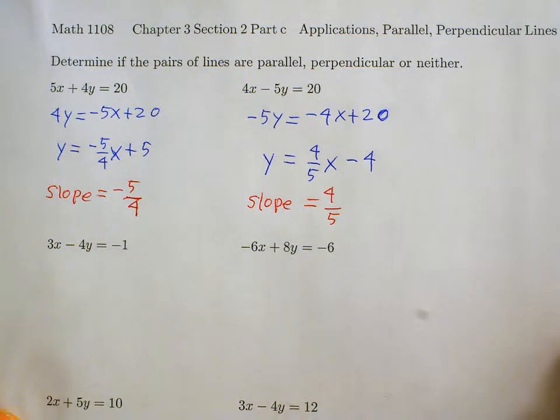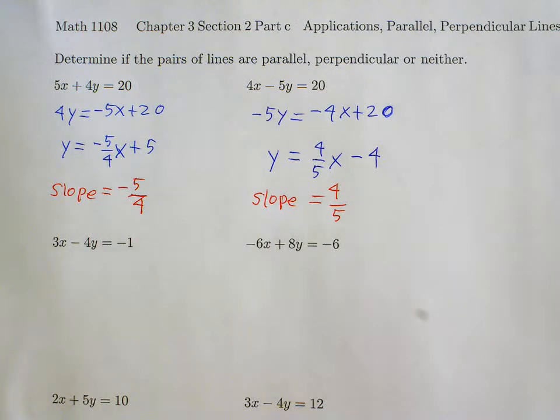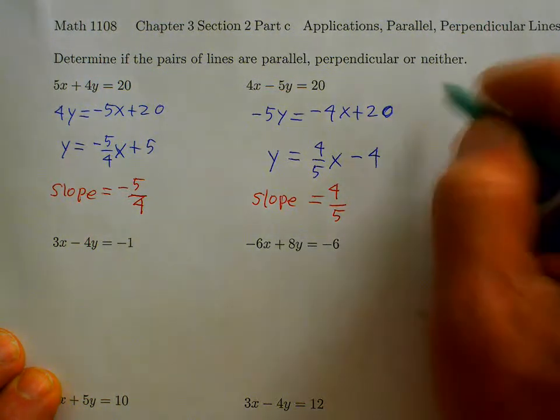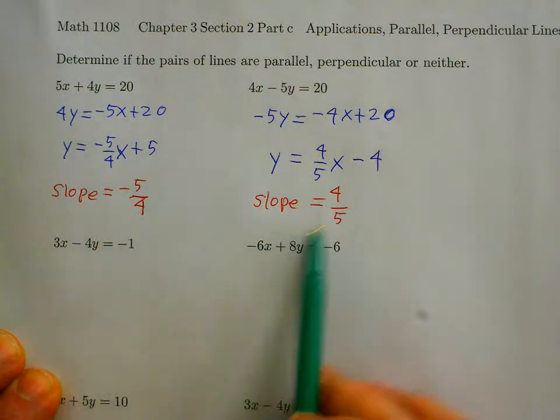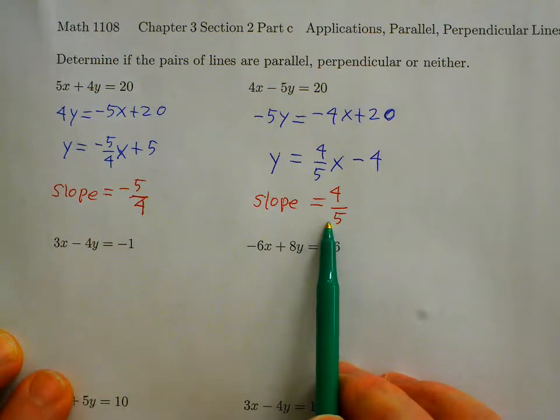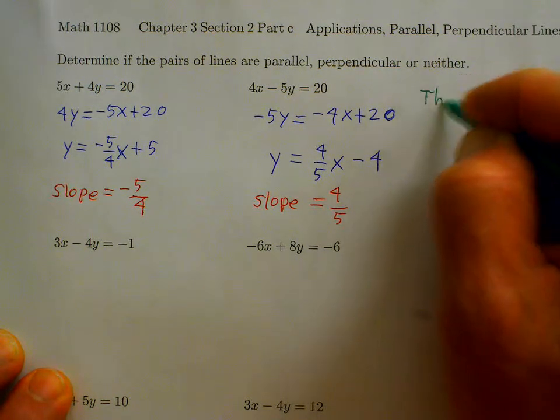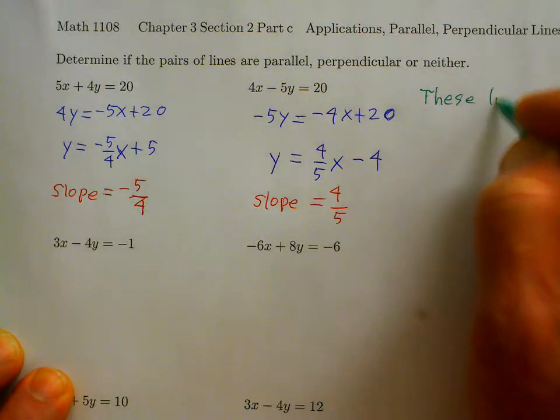So what can we say about the two lines? Yeah, the two lines are perpendicular because the slopes are negative reciprocals of each other. You see that? So these two lines are perpendicular.